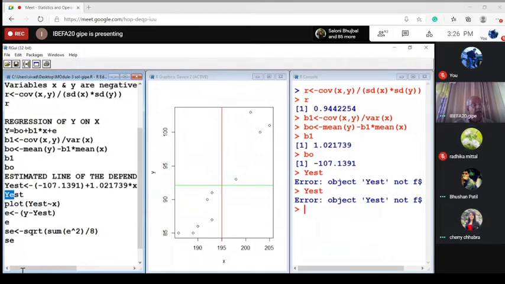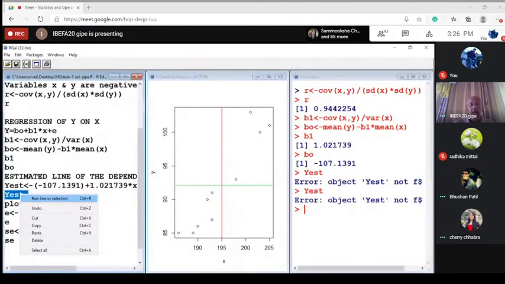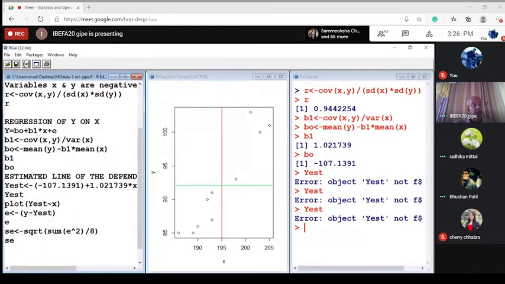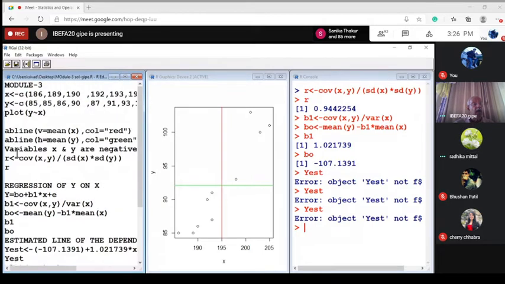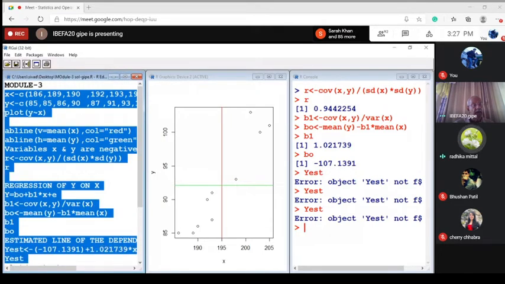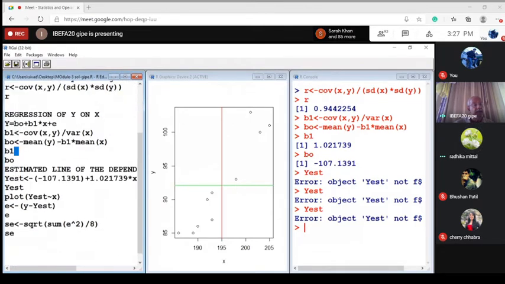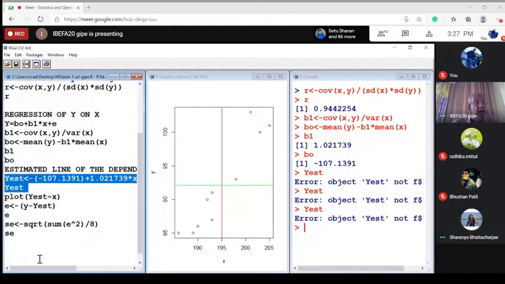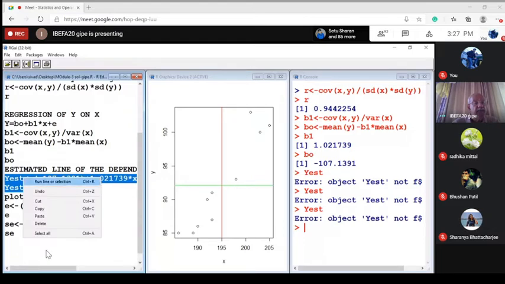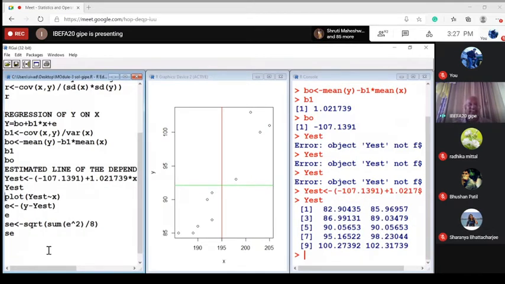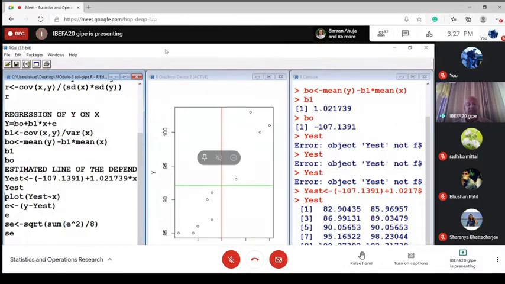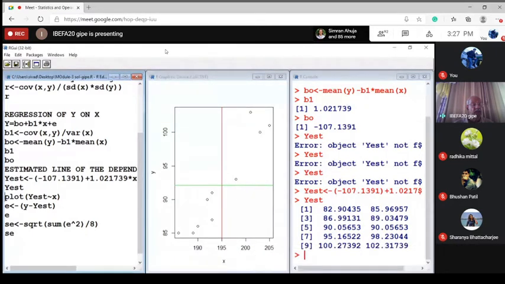Run the entire equation with the code. Run both lines together, the YEST equal to that expression with 107.1391, together with YEST. Yes, that is what I'm trying to see. Got it. Yeah, correct. So your estimate is this. Plot the graph. See if it is a straight line or not.